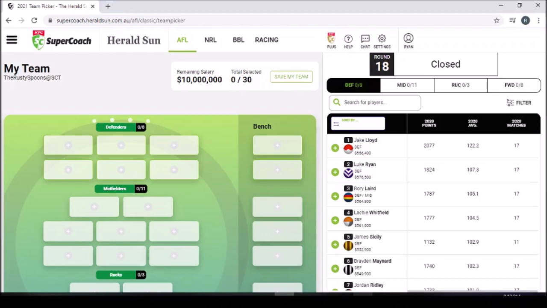But we're all here for the team picker. I'm bloody excited as I haven't even had a proper look myself. So let's start from the back line.